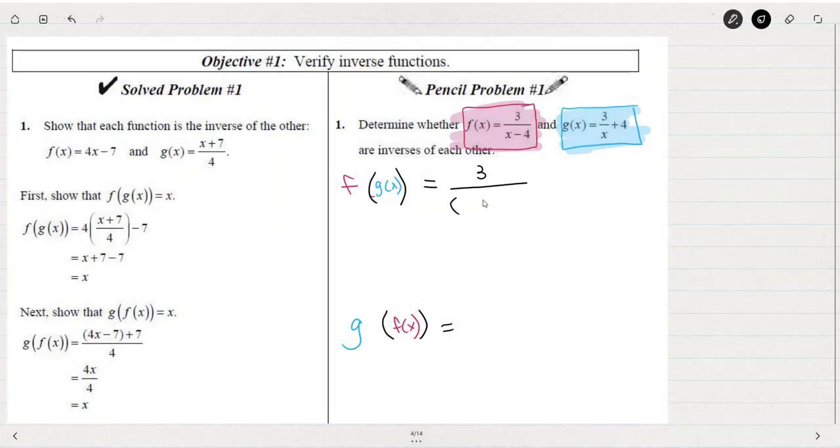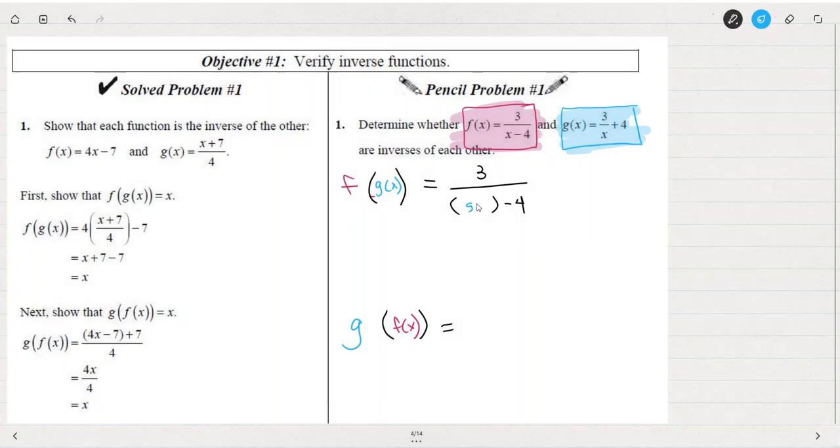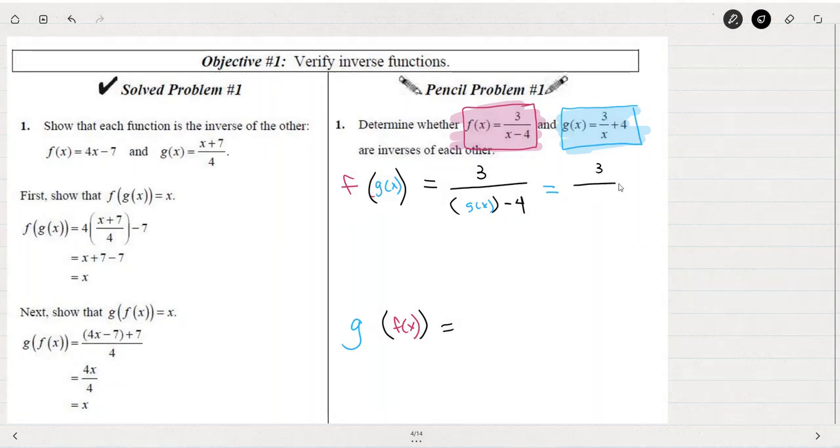Let's try this. If we have f of g of x, we're going to take the f function, 3 over x minus 4, but we're going to replace the x with g of x. That's how we do the composition of functions. If you need a review of that, I'd encourage you to watch the video that goes into more detail on composition of functions.